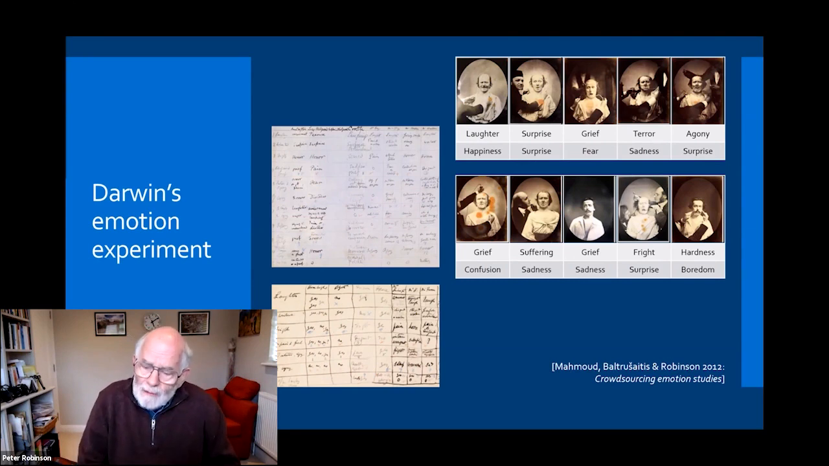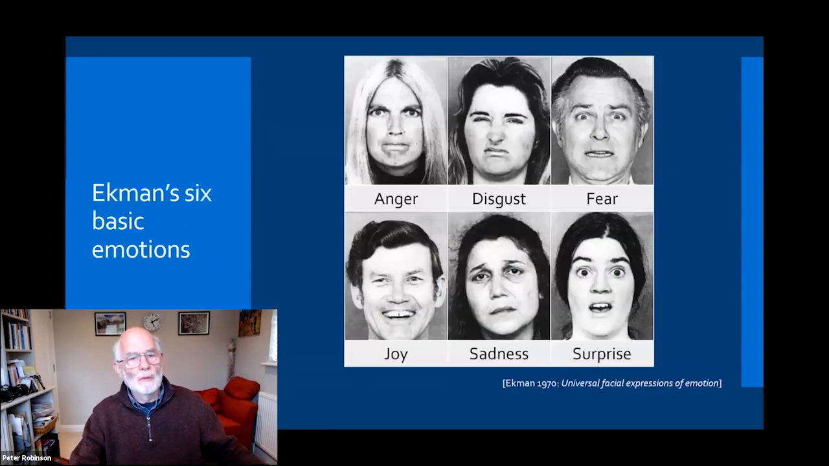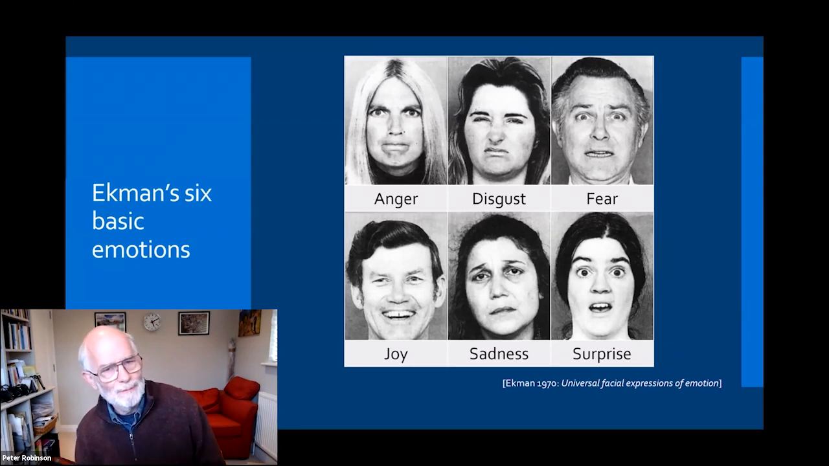Now, actually, that view fell into disrepute early in the 20th century, partly as there was a bit of a backlash against Darwin. And it was really revived by the American psychologist Paul Ekman, who thought maybe there was more to this and set about testing Darwin's hypothesis a little bit more scientifically than perhaps Darwin had done.